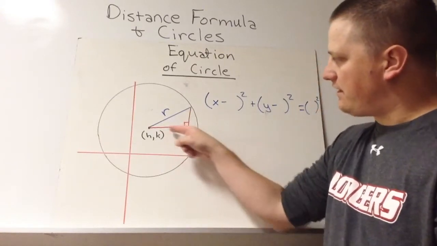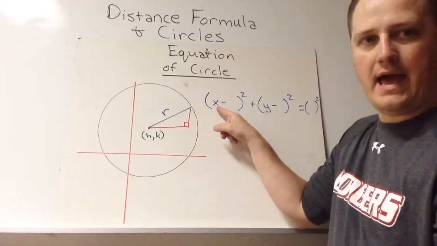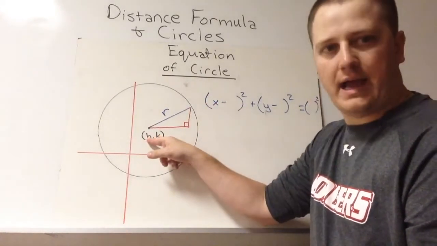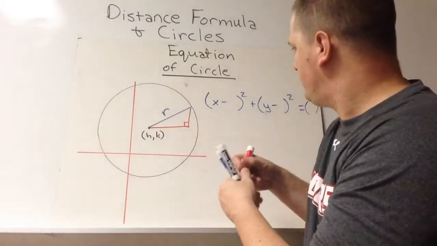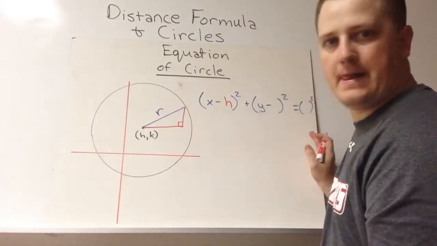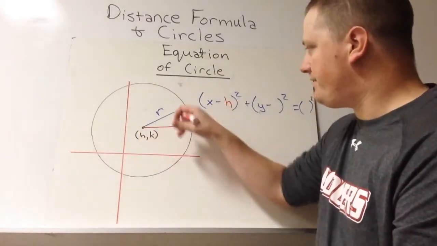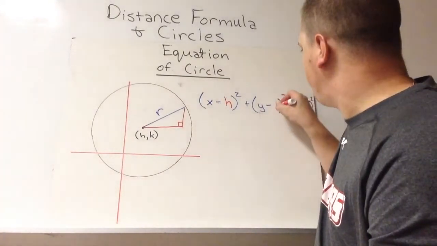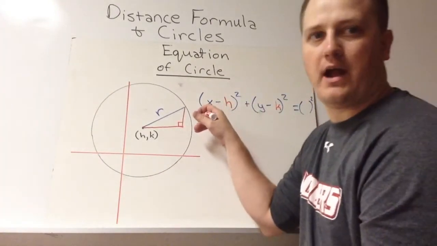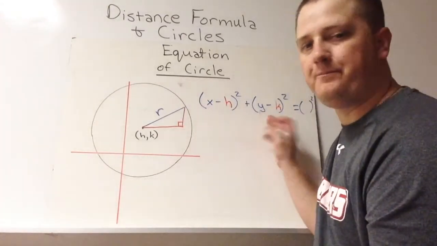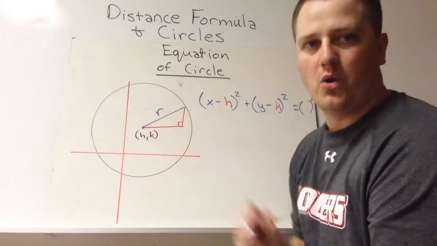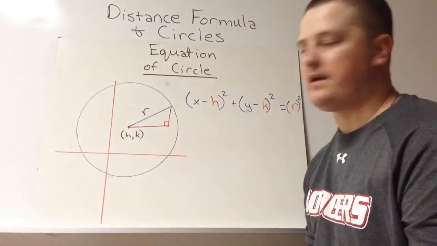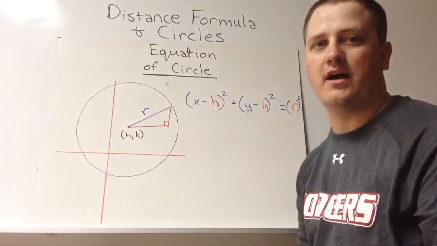We can make a right triangle. So this distance here is going to be x, whatever x this is up here, minus our h value, and this distance up here is going to be y minus the k value. And we're squaring each of these because this would be our a squared, this would be our b squared, and our c squared, if you look here, would be our radius. So there we have radius squared. This right here is the equation of any circle.